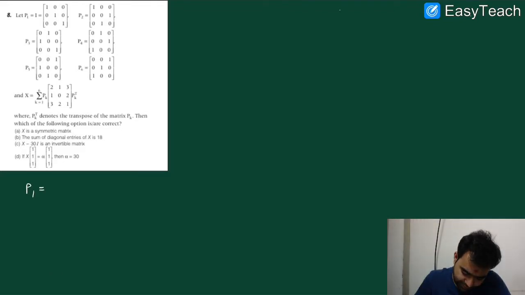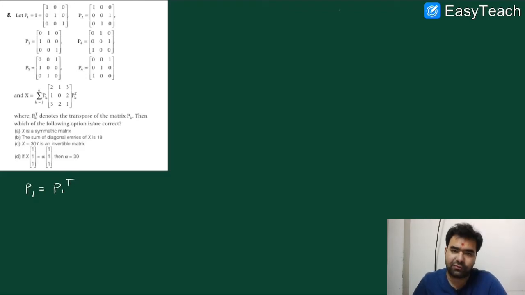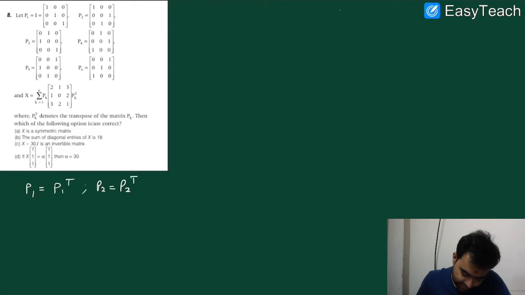So I can say P1 and P1 transpose are both the same. In fact, if I calculate the transpose of P2, then the first row is 100, the first column is also 100. Second row is 001, second column is also 001, third row is 010, third column is also 010. So it means P2 and P2 transpose are also the same. Similarly, P3 and P3 transpose are the same, P4 and P4 transpose are the same, P5 and P5 transpose are the same, and P6 and P6 transpose are also the same.